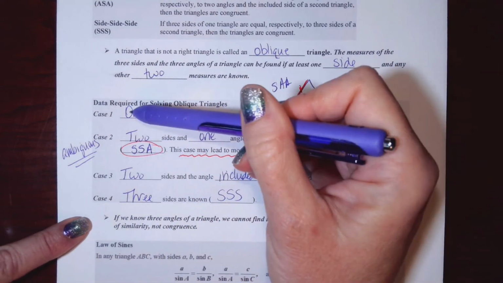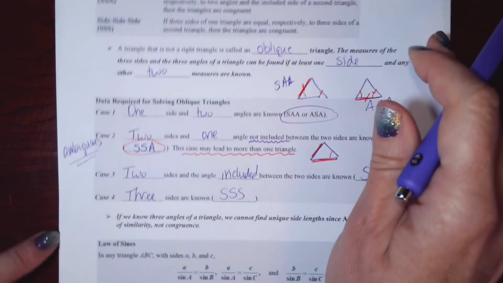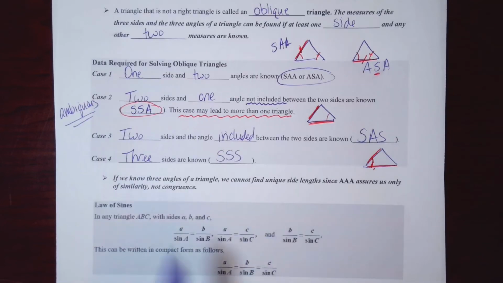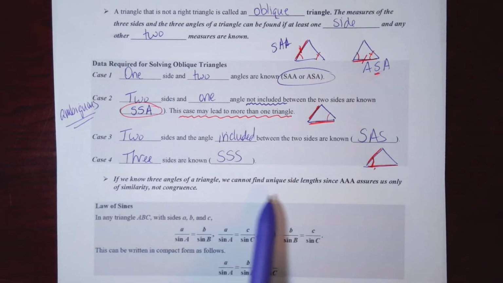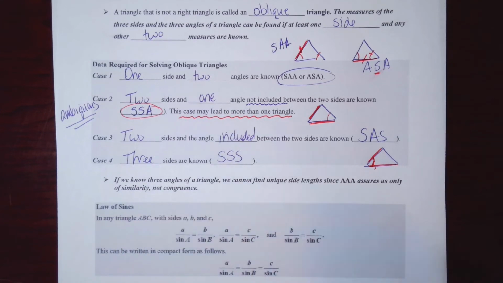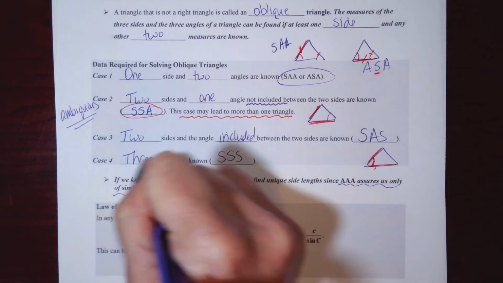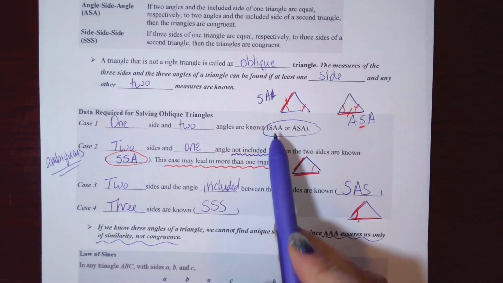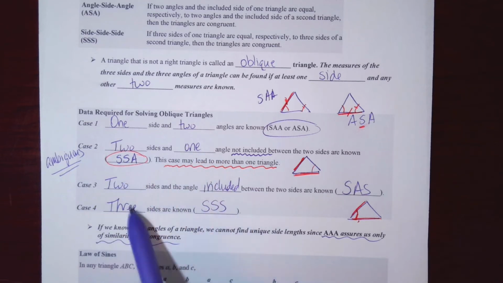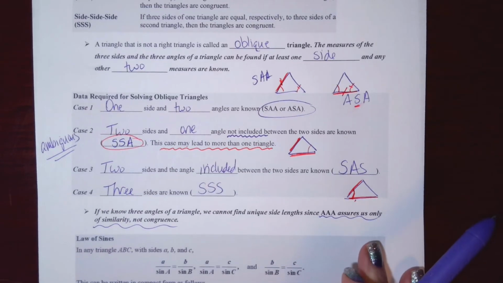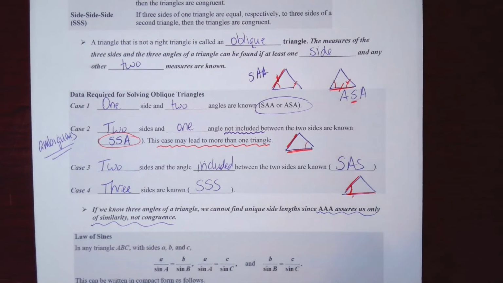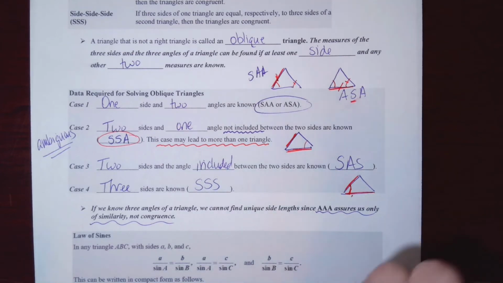In solving triangles, I have 4 cases total. Case 2, this is ambiguous. These cases are not. Okay, if we know 3 angles of a triangle, we cannot find a unique side length. Angle, angle, angle assures us only similarity, not congruence. So you'll notice that I've got one side, two angles, two sides, one angle, a couple of different ways, or all three sides. But angle, angle, angle is not one of my triangle congruency axioms. It just assures similarity. Well, why is that?